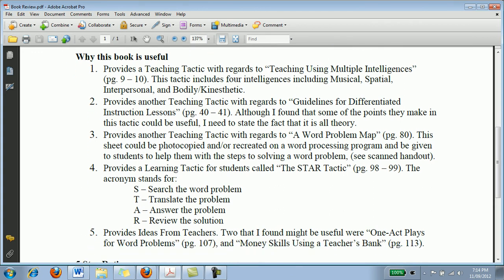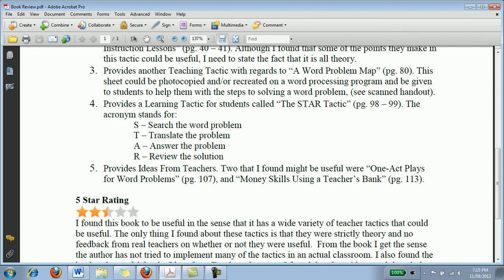Another reason you might find it useful is I did find one teaching tactic called a word problem map that would be very useful, and I've scanned a handout that you can also view. I found this very useful just because I find students in the younger grades normally have a lot of problem taking a word problem and translating it into an actual mathematical problem. So I found this to be something that could be useful.